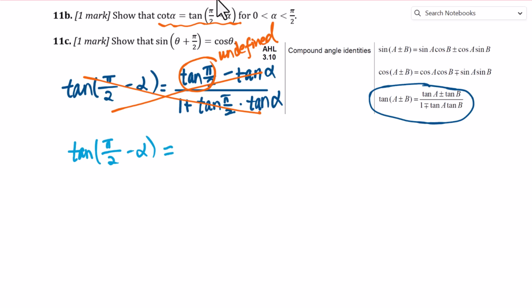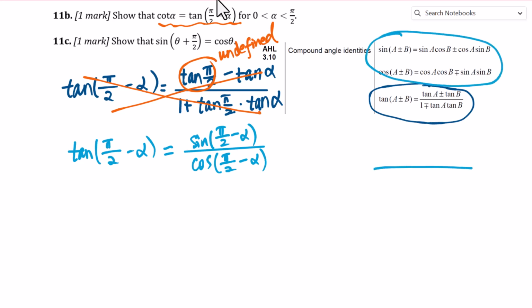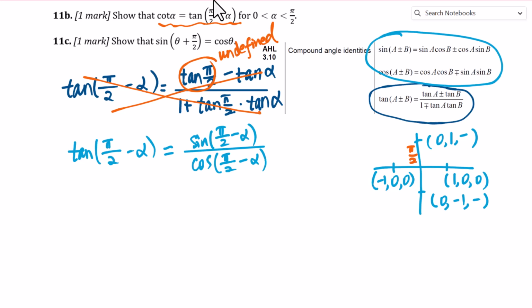So we have to change tangent into sine pi over 2 minus alpha over cosine pi over 2 minus alpha to prove. We still use these two formulas. Go to quadrantal angles. This is pi over 2, CST. Cosine pi over 2 is 0. Sine pi over 2 is 1. Tangent pi over 2 is undefined. For sine, SC minus CS.